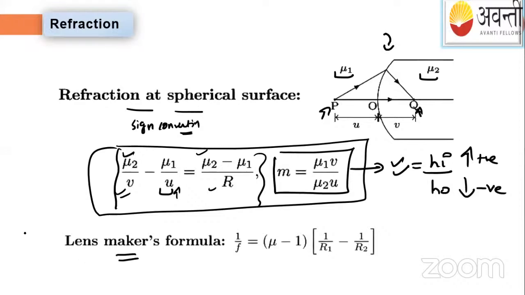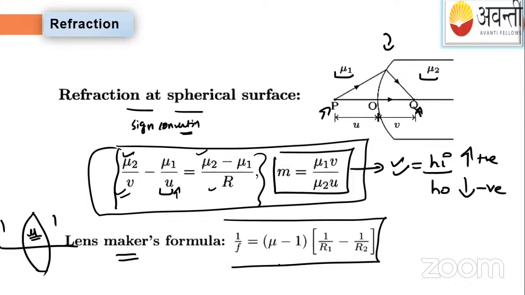Then we have reached the lenses. A lens may be biconvex or biconcave or whatever, made with a combination of different refracting surfaces, forming thin lenses. Suppose mu is the medium of the lens and the surrounding medium is air. Then the focal length is given by this big formula. This is known as the lens maker's formula.